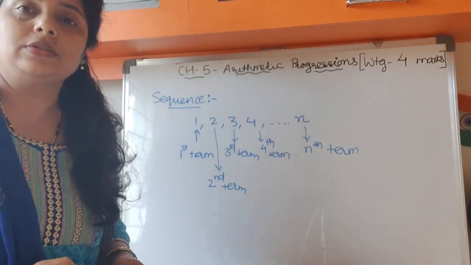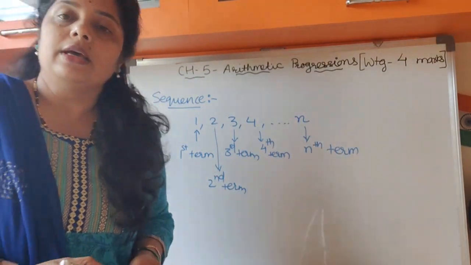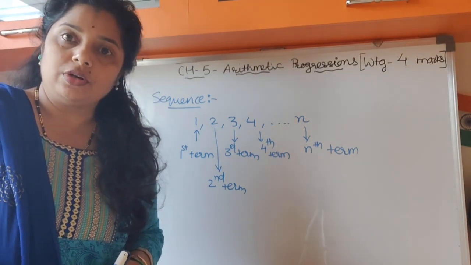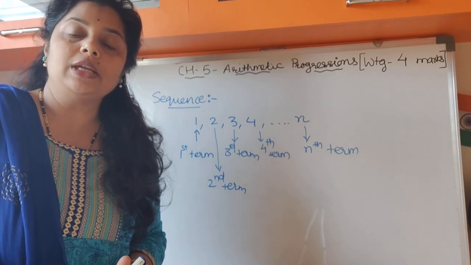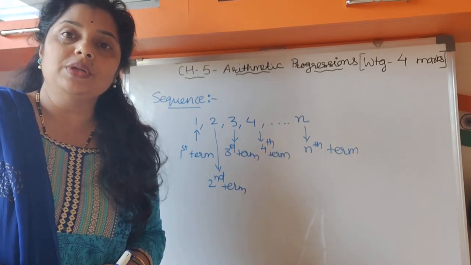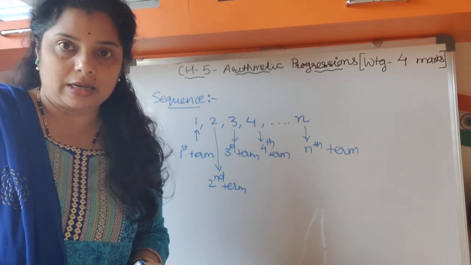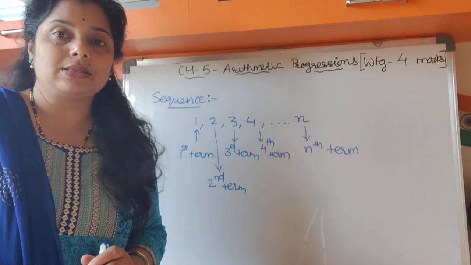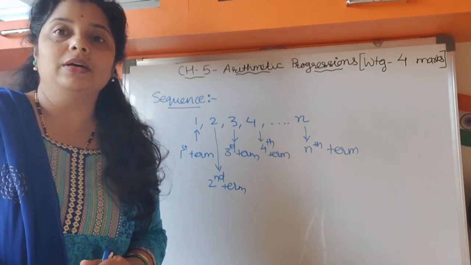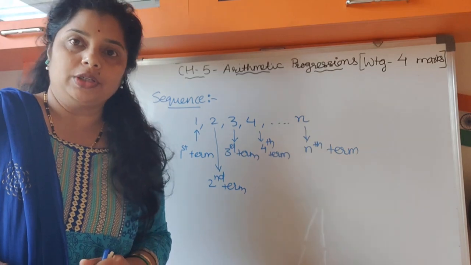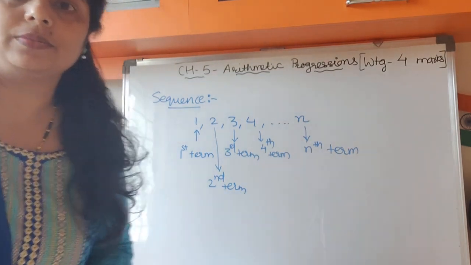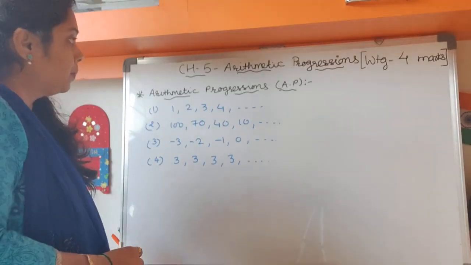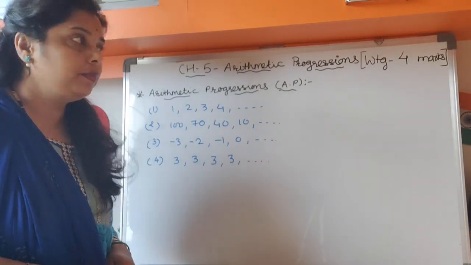Okay, there are a total of 3 types of progression: arithmetic progression, geometric progression and harmonic progression. Geometric progression and harmonic progression you will study in higher classes. Now in this standard, in 10th standard, we will learn about the arithmetic progression. So let's see what is arithmetic progression.